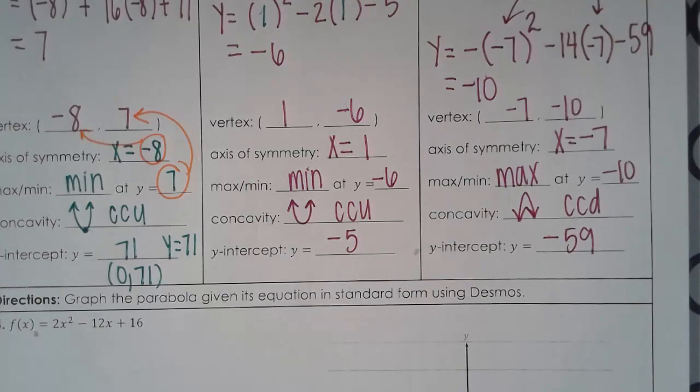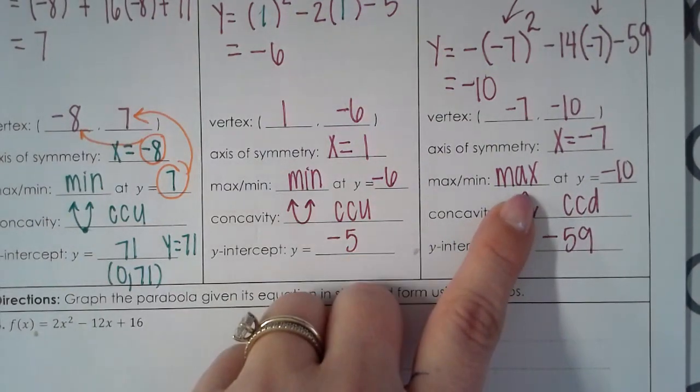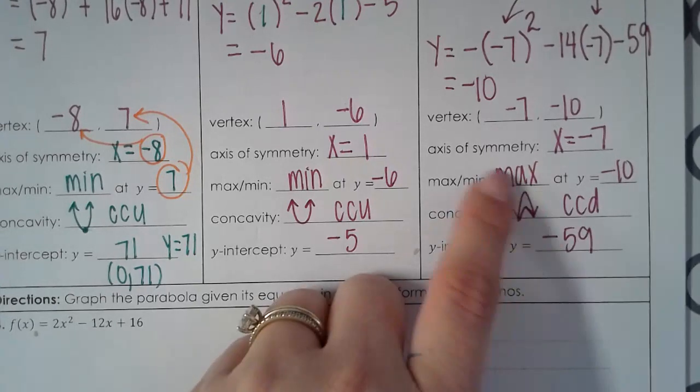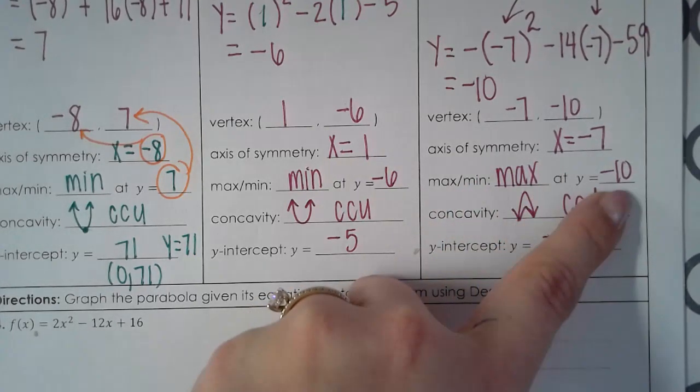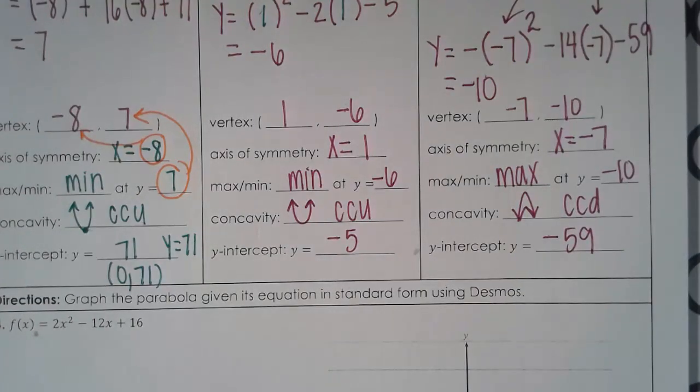Okay, if you filled in your vertex, we had -7, -10, which meant the axis of symmetry is x equals -7. This time our a value was negative, which meant it was concave down. So the vertex is at the top, meaning we have a max at -10, and the y-intercept is -59.